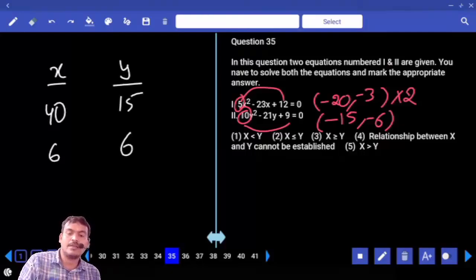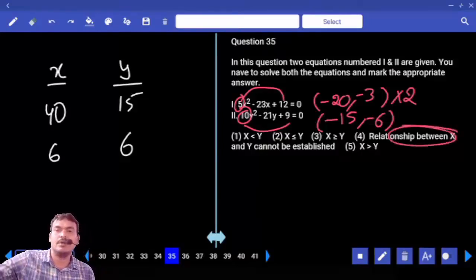Okay, 40 compared to 15, greater. 40 compared to 6, greater. But 6 compared to 15, less than. Means opposite symbols. Opposite symbols means the relation can't be established.